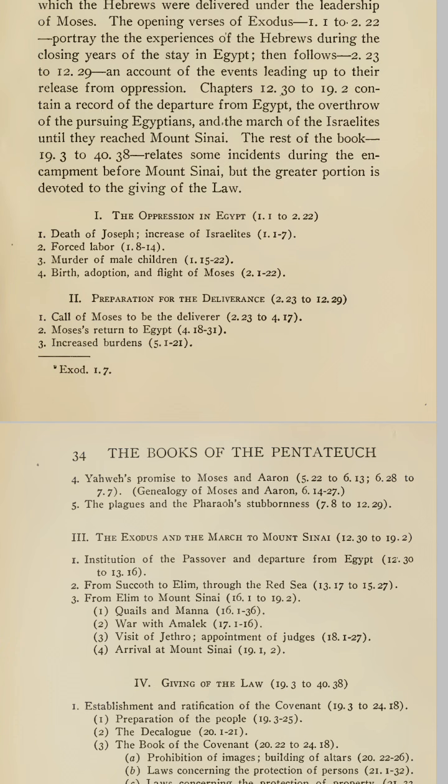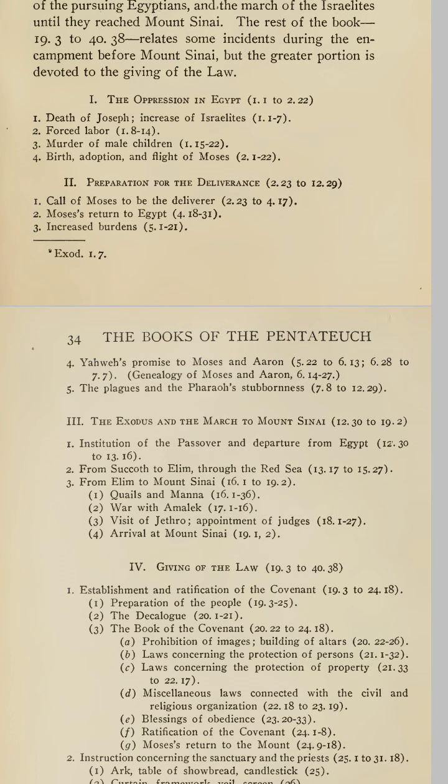The opening verses of Exodus portray the experiences of the Hebrews during the closing years of their stay in Egypt, and follow to 12:29 an account of the events leading up to their release from oppression. Chapters 12:30 to 19:2 contain a record of the departure from Egypt, the overthrow of the pursuing Egyptians, and the march of the Israelites until they reached Mount Sinai. The rest of the book, 19:3 to 40:38, relates some incidents during the encampment before Mount Sinai, but the greater portion is devoted to the giving of the law.